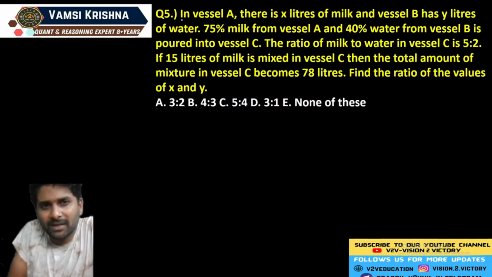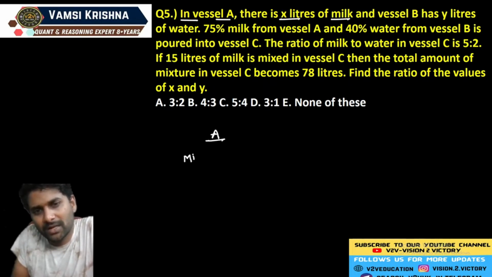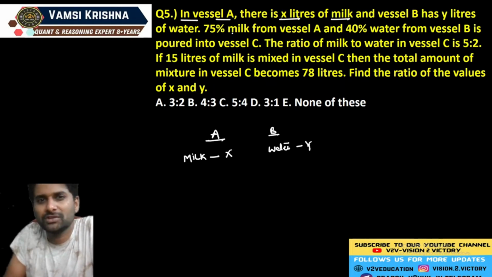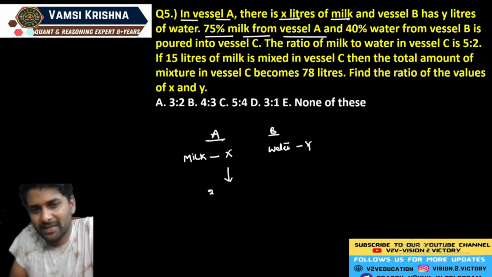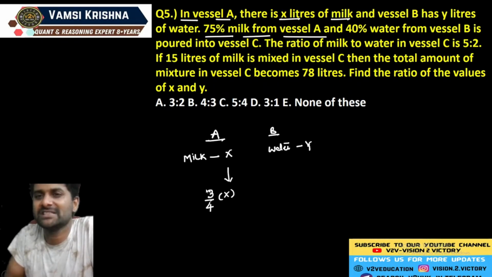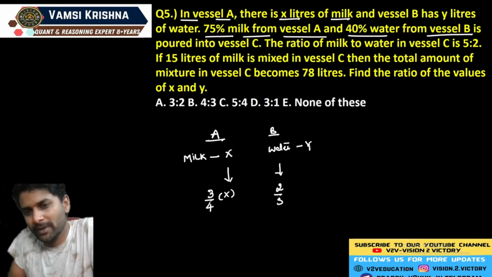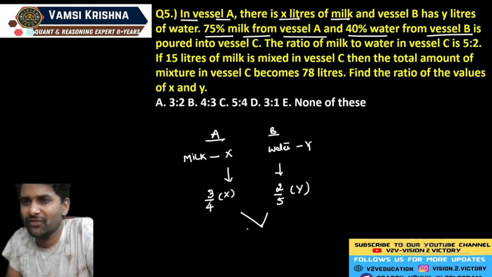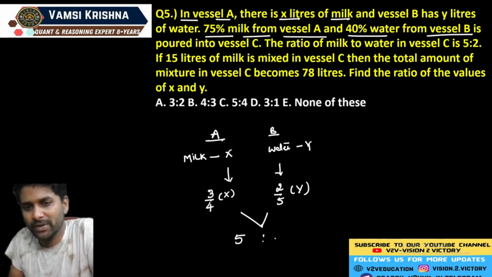Now see the next data here. In a vessel A, there are x liters of milk, and vessel B has y liters of water. 75% of the milk from vessel A, which means 3/4 of the milk, is taken from vessel A, and 40% of the water from vessel B, which means 2 by 5th of the water, is taken from vessel B and poured into vessel C. Here the respective ratio of milk and water is exactly equal to 5 is to 2.